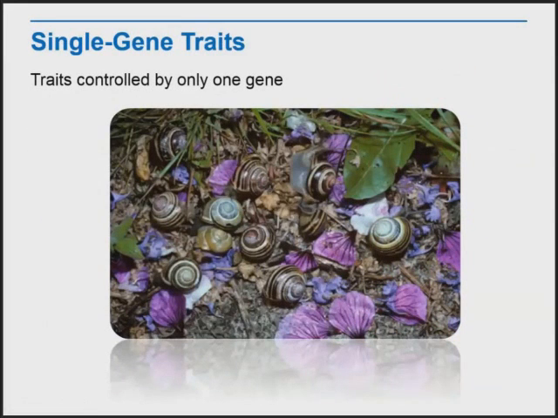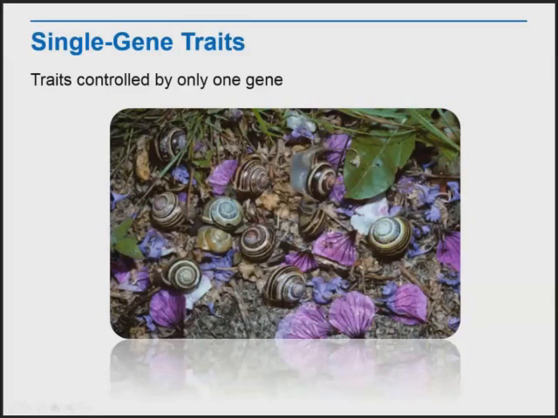Genes relate to phenotype in different ways. In some cases, a single gene produces a simple trait. Other times, several genes interact to control a more complex trait. What determines the number of phenotypes for a given trait? The number of phenotypes produced for a trait depends on how many genes control the trait.